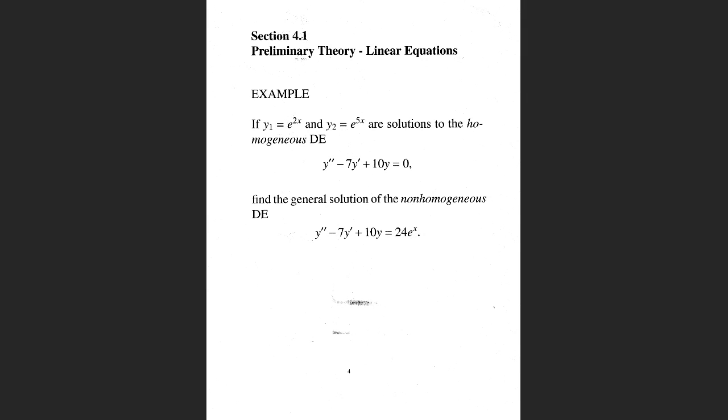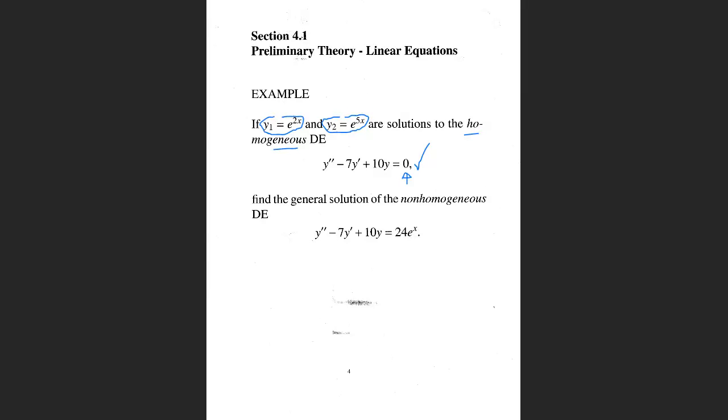Okay, so here we're being told that we have two solutions to this homogeneous differential equation. Why is this a homogeneous differential equation? What makes y double prime minus 7y prime plus 10y equals 0 a homogeneous differential equation? Good, Andre. You have a 0 on the right-hand side.